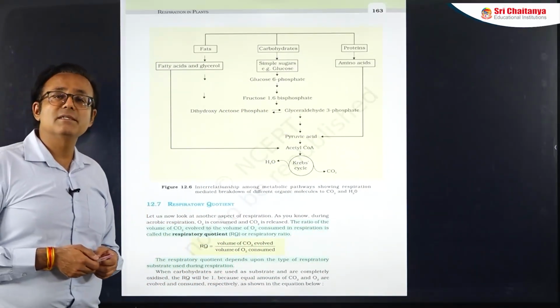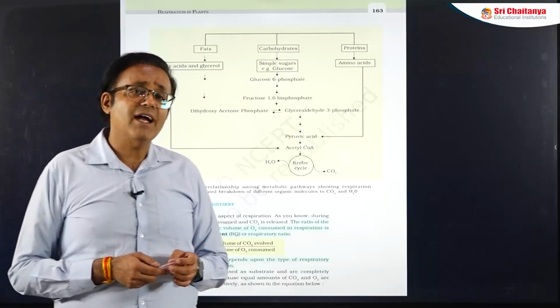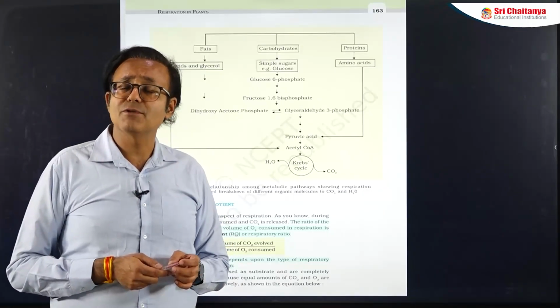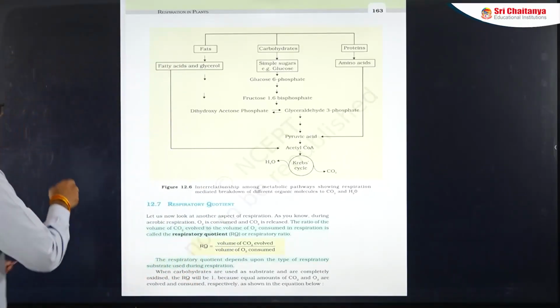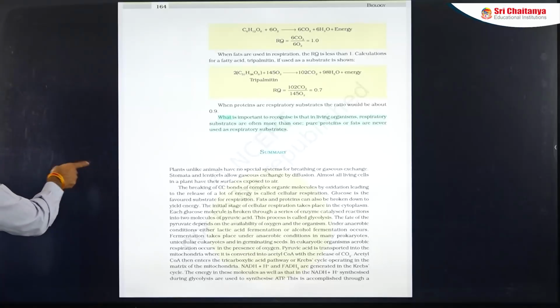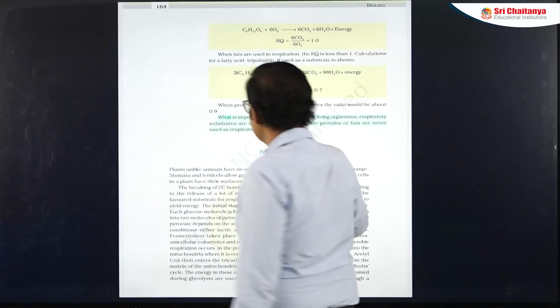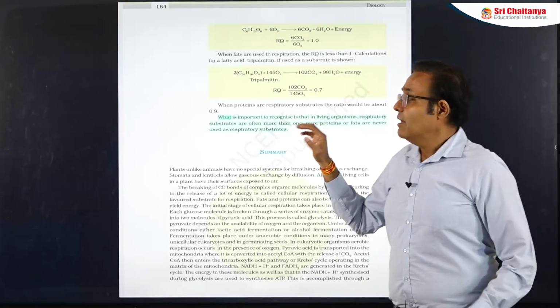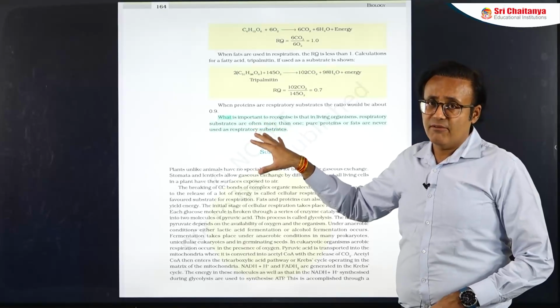Okay, so just remember the values of RQ. For carbohydrate, it is equal to 1, for fat it is less than 1, and for protein it is also less than 1. Okay, for fat it is 0.75. Now look at this last line, students. Let me explain why they have written it like this.